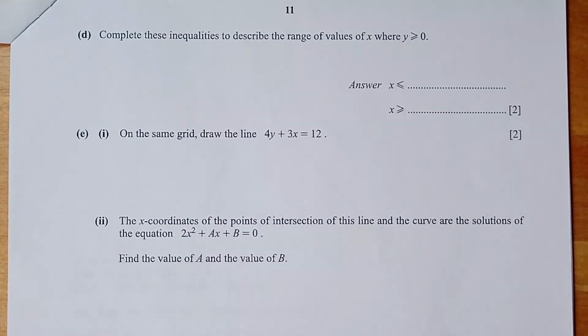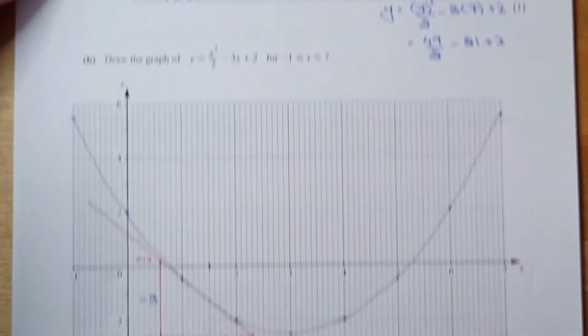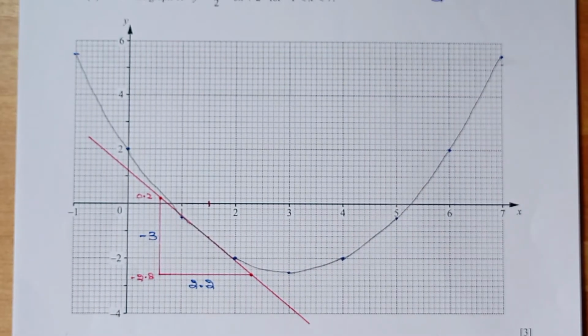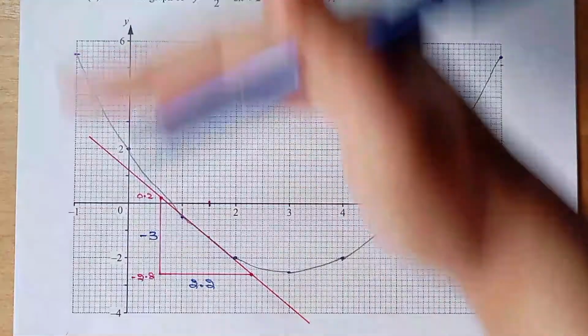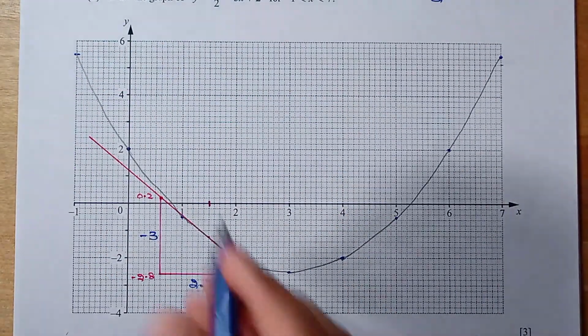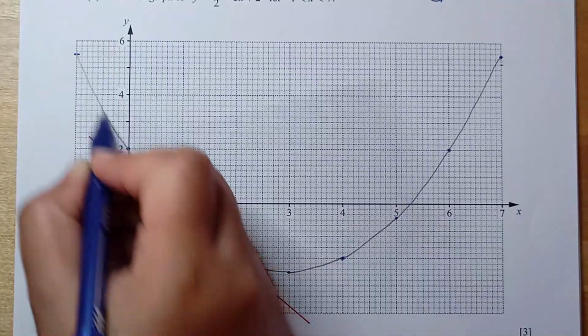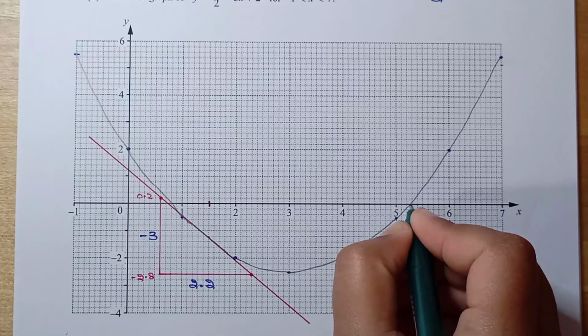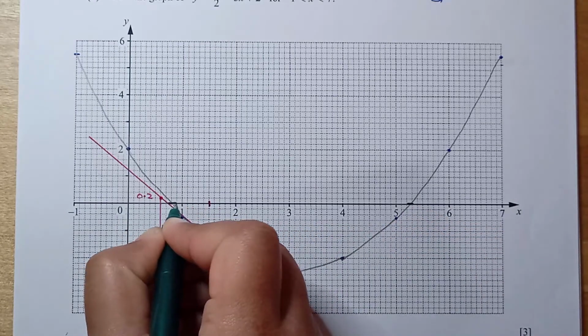Now for part D, complete these inequalities to describe the range of values for x when y is greater than or equal to 0. So we need to find the x values when the graph is positive. So going back to the grid, as you can see, y is greater than or equal to 0. It means it is above this portion. So at what values of x is it greater than or equal to 0? At these values of x and these values of x, it is greater than or equal to 0. So from this point and from this point, right?